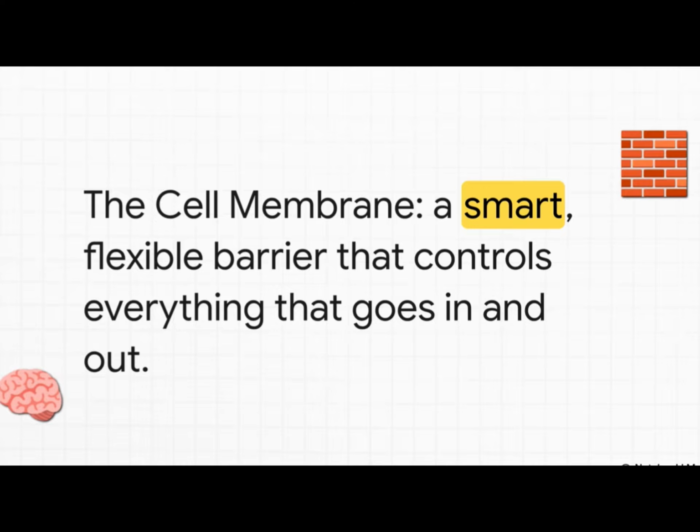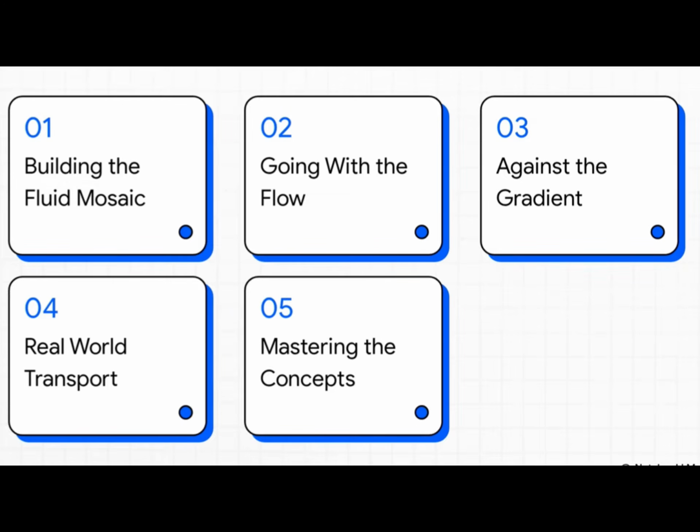It's this dynamic, intelligent, flexible barrier that is constantly sensing its environment, communicating with other cells, and meticulously managing all the traffic of molecules. This structure really is the hero of our story today, the silent workhorse that makes all cellular life possible. To really get our heads around this, here's our roadmap for today.